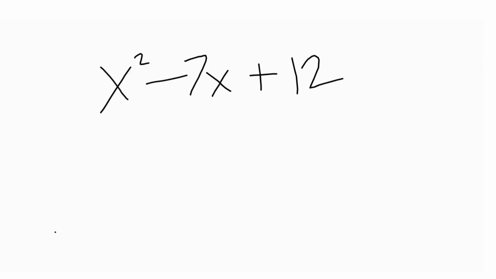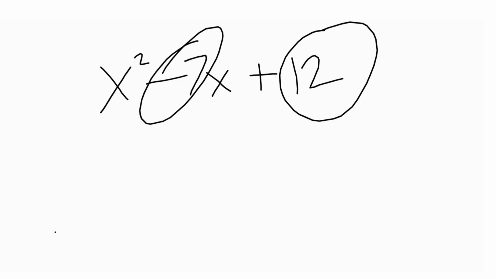Now let's try with one more example. X squared minus 7x plus 12. Here we can start by finding two numbers that multiply to 12, but also add to negative 7. And these two numbers must both be negative, because our coefficient, negative 7, is a negative number. And our ordered pair will be negative 3 and negative 4, because they add to negative 7.